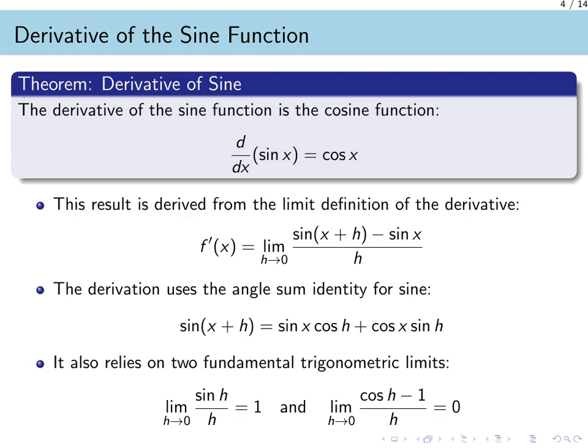For instance, at x equals 0, the sine curve has a slope of 1, which is exactly the value of cosine at 0. It is very important that these rules apply only when x is measured in radians. The simple takeaway is that the derivative of the sine function is the cosine function.